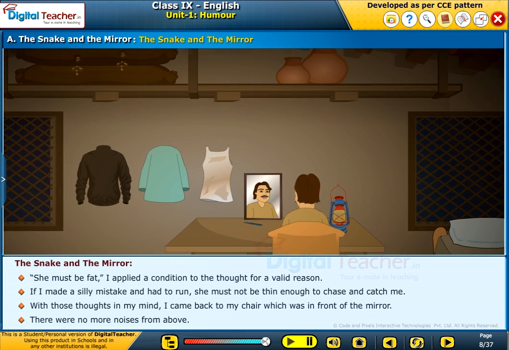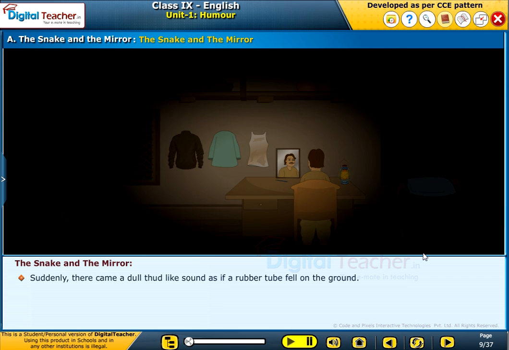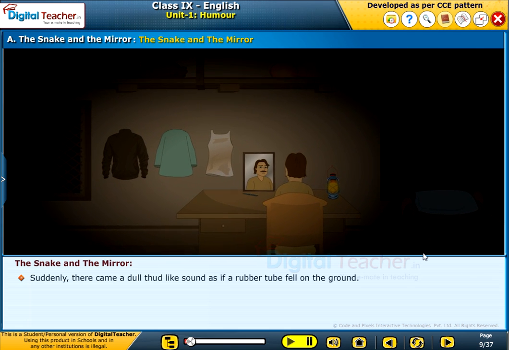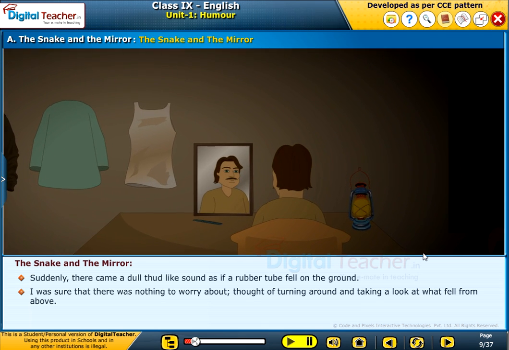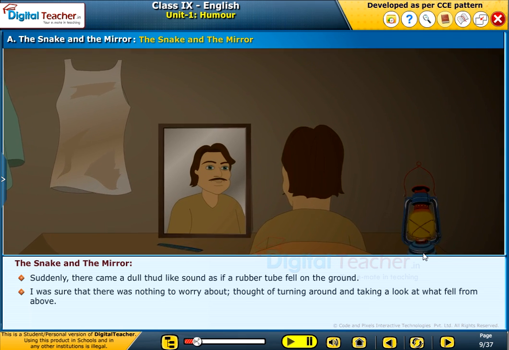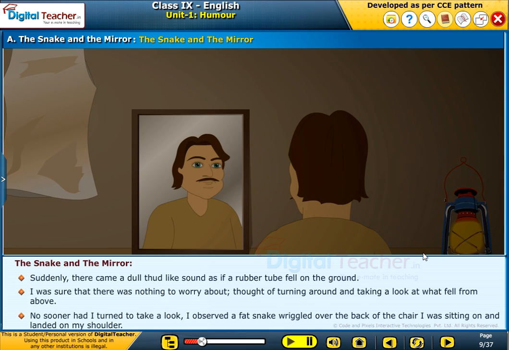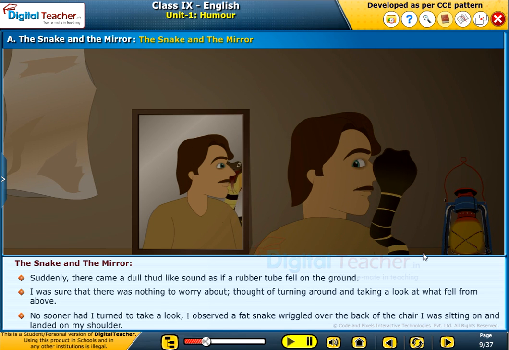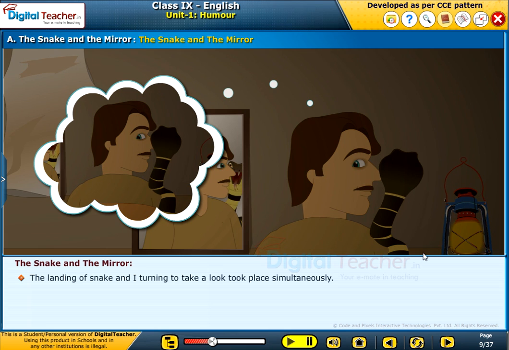There were no more noises from above. Suddenly, there came a dull thud-like sound as if a rubber tube fell on the ground. I was sure that there was nothing to worry about. Thought of turning around and taking a look at what fell from above. No sooner had I turned to take a look, I observed a fat snake wriggled over the back of the chair I was sitting on and landed on my shoulder.